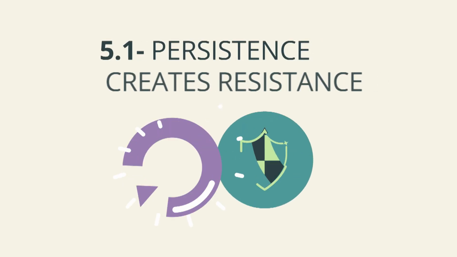The automatic response to development of resistance is increased dosage. It's a vicious cycle. The higher the insulin levels, the greater the resistance. The greater the resistance, the higher the insulin levels. The cycle continues and worsens over time. Persistence causes resistance.